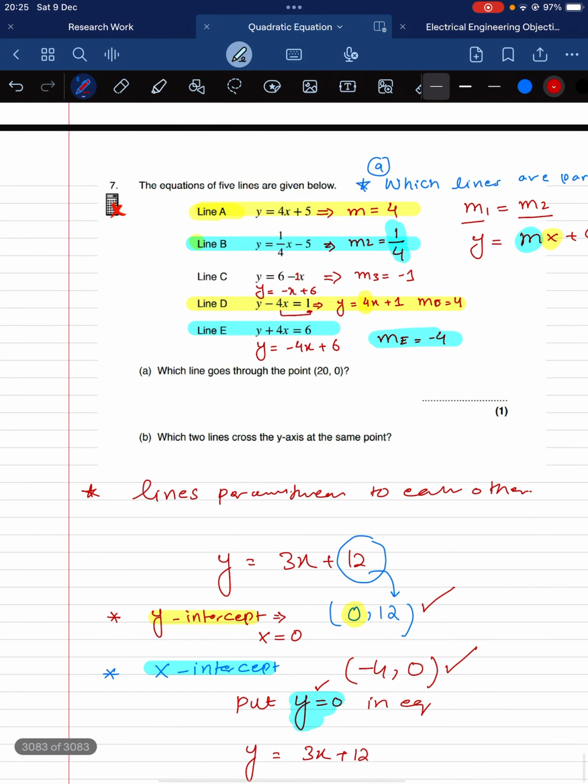Okay, now he is asking which two lines cross the y-axis at the same point. Now we need to find the lines which have the same y-intercept.